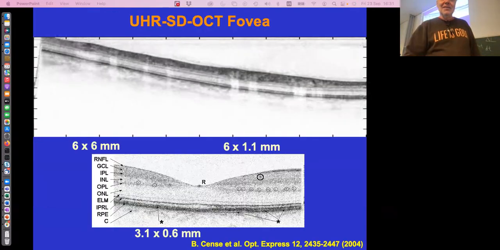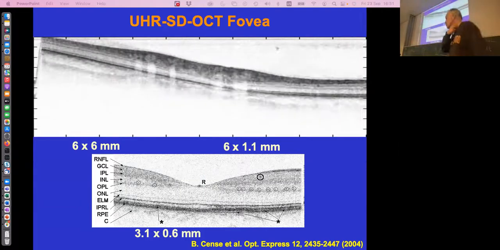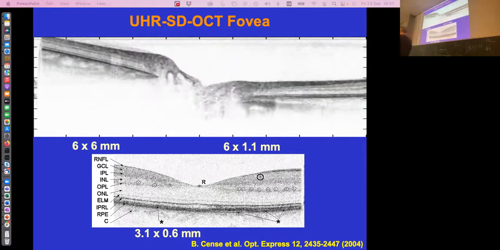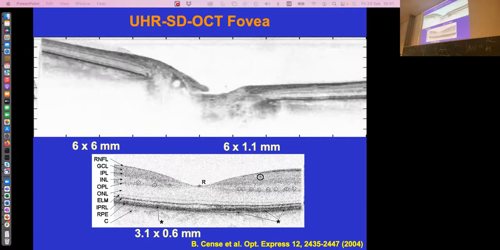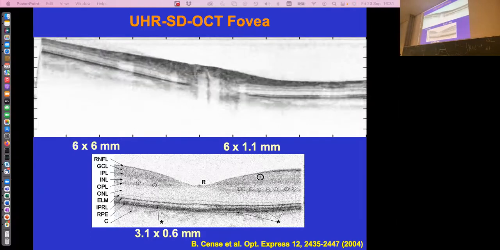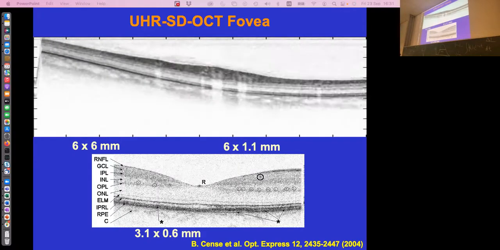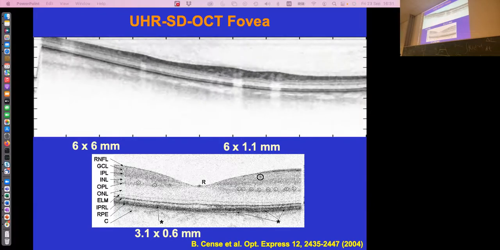Your brain still has an incredible amount of information. That's why when you move your eyelid, it fills in the information. It's a motor process like that.